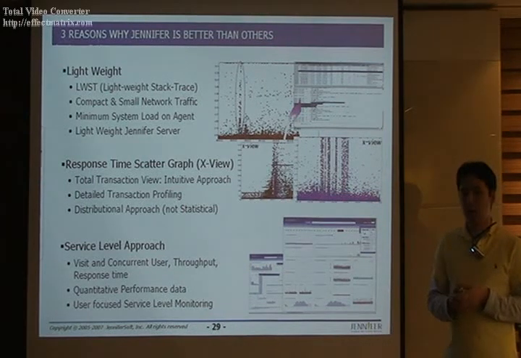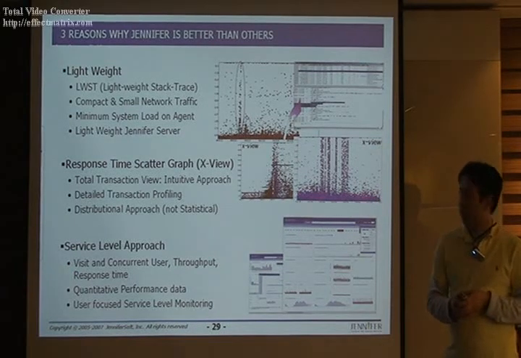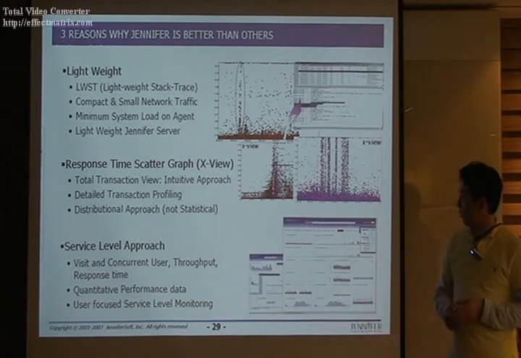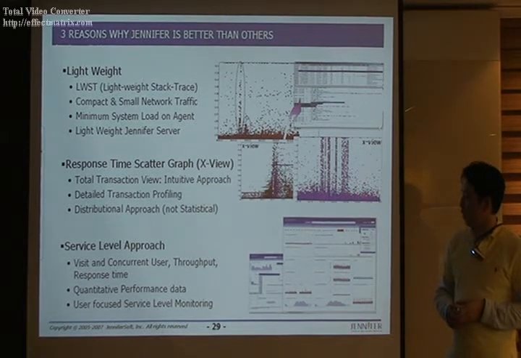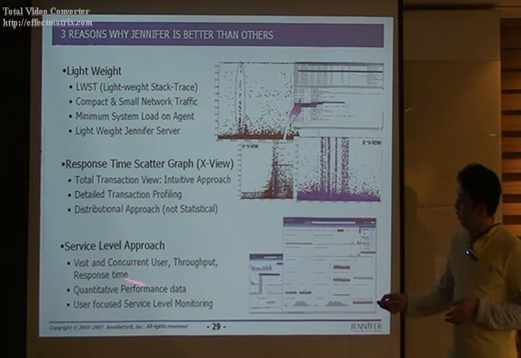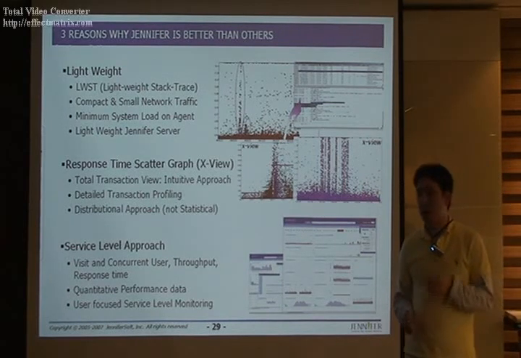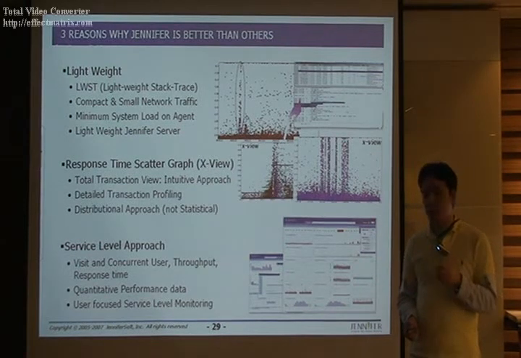From the research that we have done with our customers, typical system load was about 47% in our case. Once again, response time scatter graph, a feature that is only available with us, very effective and efficiently identifying and resolving problems. And we take a service level approach to actually look at our data. A lot of solutions out there are very resource intensive, and their approach is to look at the resources and determine the problem that way.